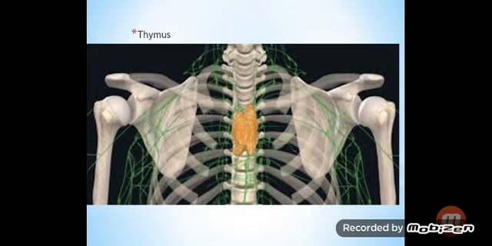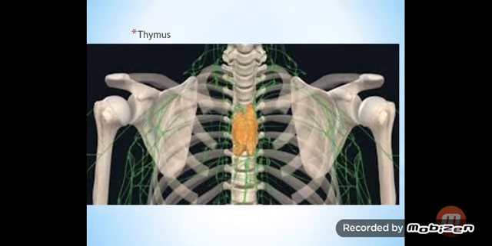What are the structures that are located in the mediastinum, the contents of the mediastinum? We will talk about this one by one. First is the thymus gland. As you know, it is a flattened bilobed gland.